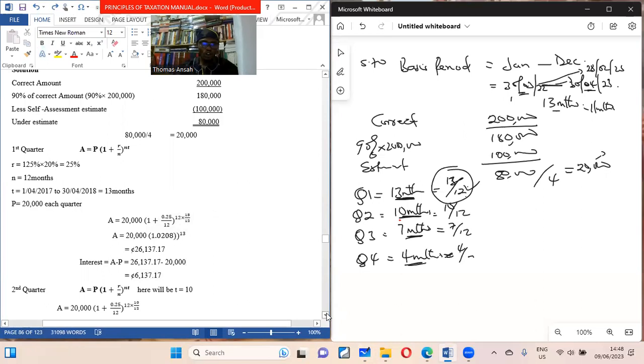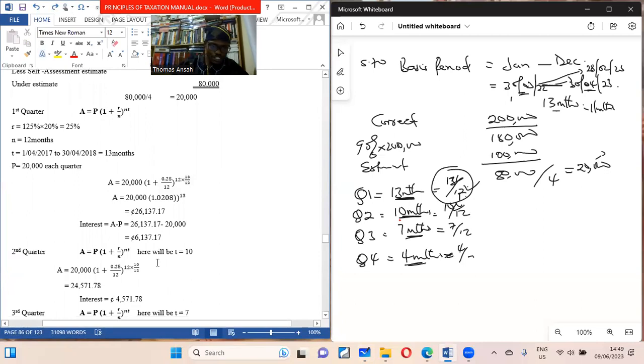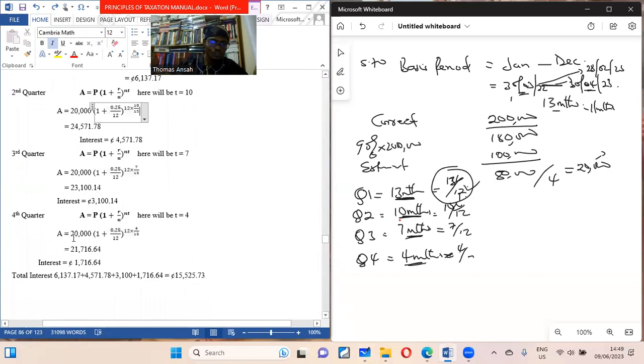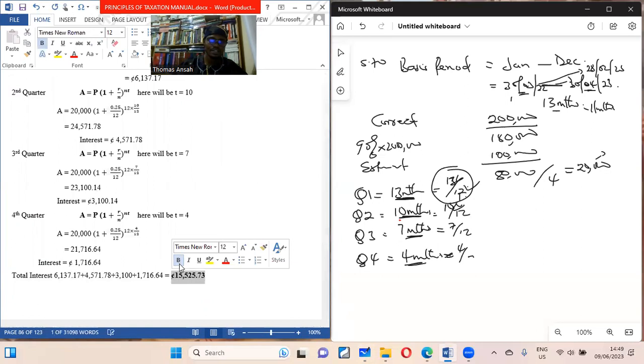You do same for all the quarters, except that, as the quarter is drawing down, this 13 is also drawing down. So you just be deducting 3, 3, 3, because 3 is the quarter. All right. So you do same, only that the quarter figure changes. So when you finish, you add all the interest up, then you get your final answer. It's very easy.